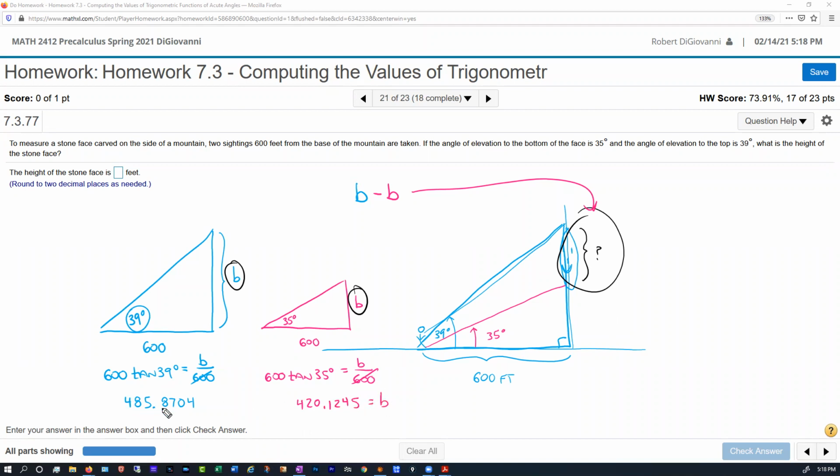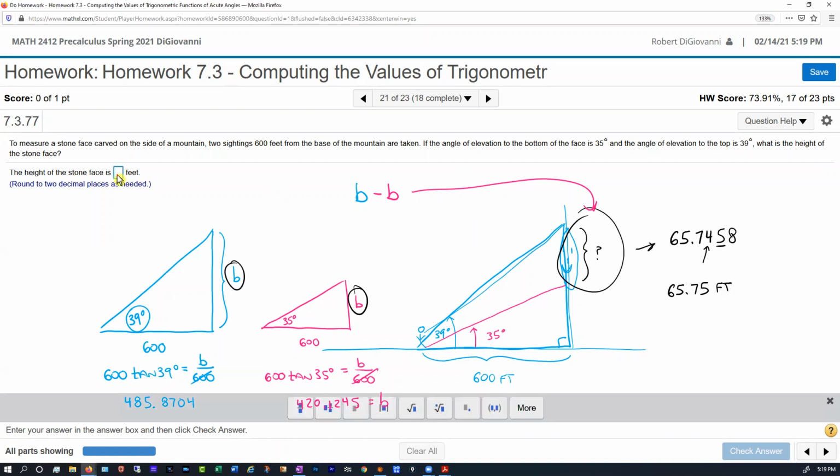Okay, so now let's do this. Let's take this one, subtract that one. I'll do that on my calculator. I get 65.7458. I'm going to round to the nearest 2 decimal places. That tells me to round it up, so 65.75, and this was feet. So 65.75.